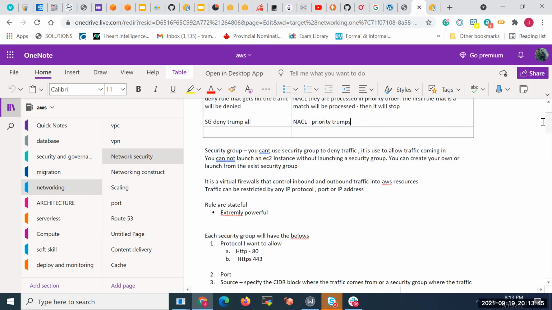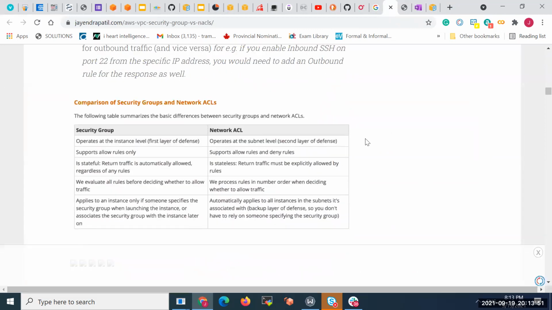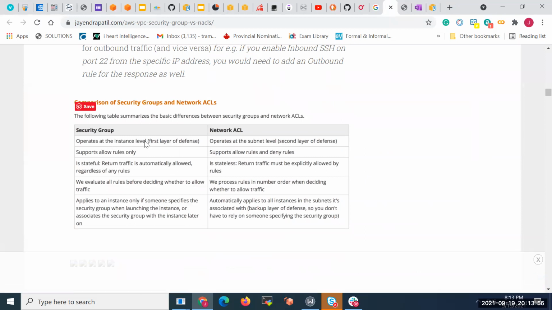Okay. Yes. So I would suggest that you go to this article and read more on that. Here, the security group operates at the instance level. So it's the first layer of defense that we see operate at the subnet level. So second layer of defense.